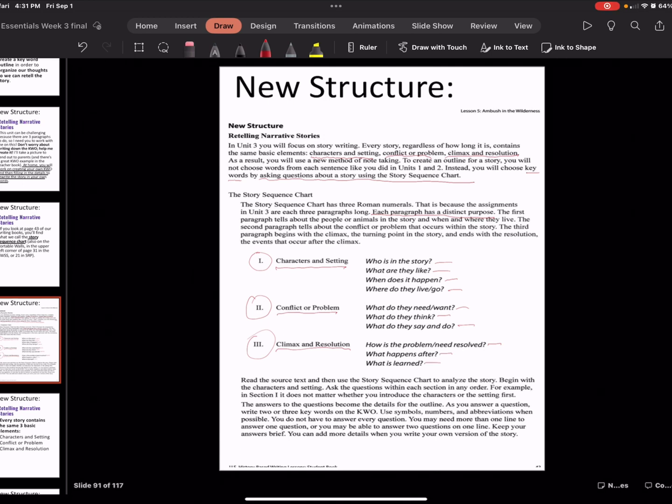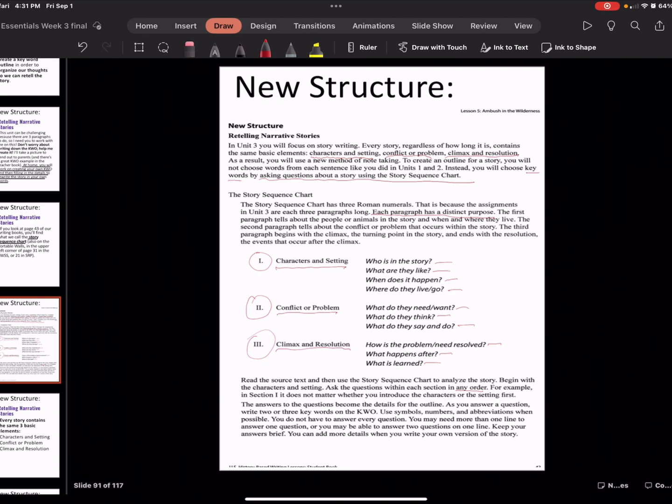Read the source text and then use the story sequence chart to analyze the story. Begin with the characters and setting. Ask the questions within each section in any order. For example, in section 1, it does not matter whether you introduce the characters or the setting first. You might have a preference of how you do that. You might choose to do it in order of how the story lays it out. Sometimes they talk about the setting. Sometimes they talk about the characters.